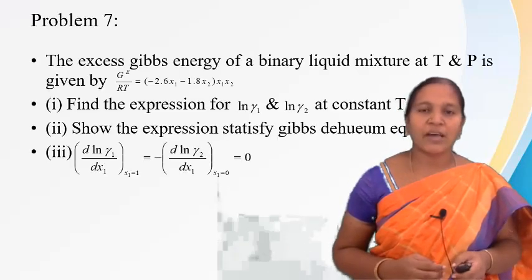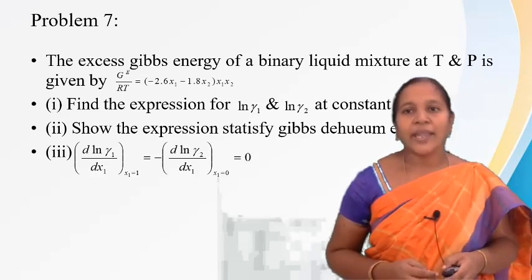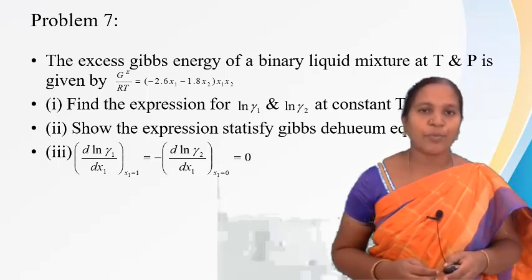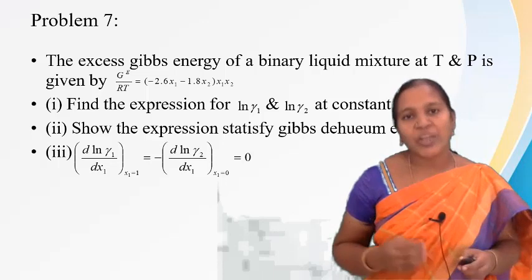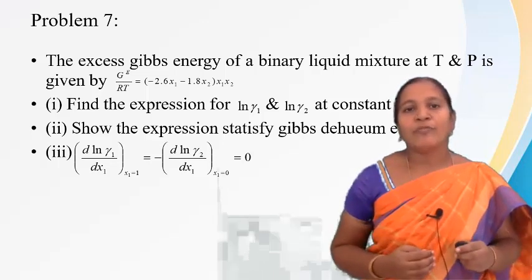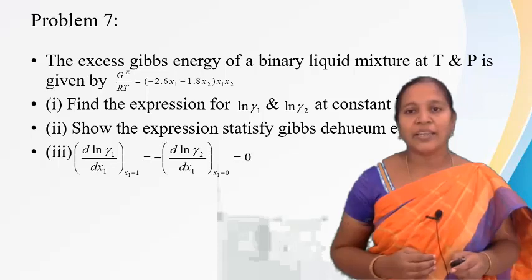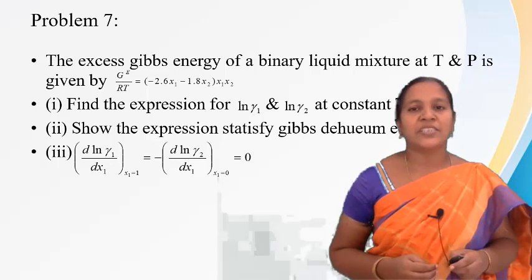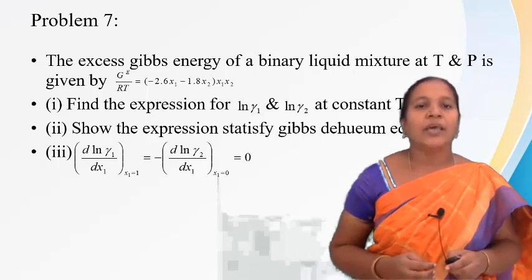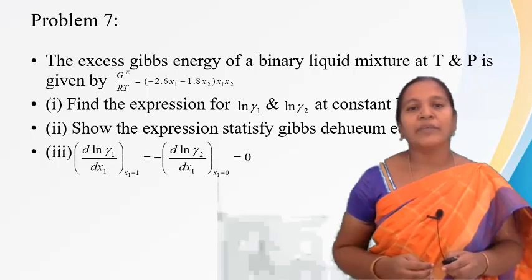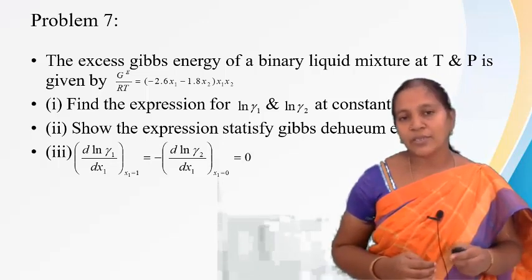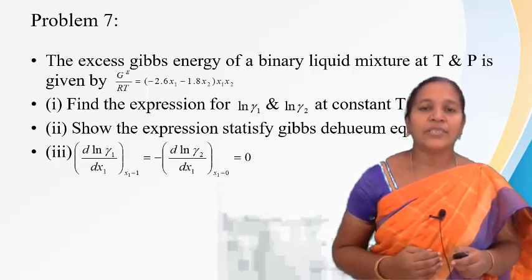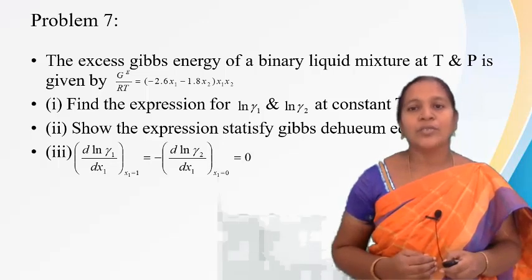The excess Gibbs energy of a binary liquid mixture at temperature and pressure is given by G^E/RT = (-2.6 x1 - 1.8 x2) x1 x2. Find the expression for ln gamma 1 and ln gamma 2 at constant temperature and pressure. Second bit, show the expression satisfies the Gibbs-Duhem equation. And third bit, d of ln gamma 1 divided by dx1 at x1 equals 1 is equal to minus d of ln gamma 2 divided by dx1 at x1 equals 0 is equal to 0.